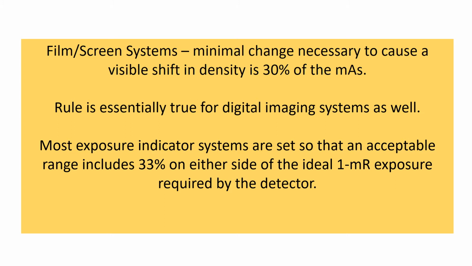But you have a mid-range. You have a number. Like in the Fuji system, for example, that number is called our S number. When you take an image, and you probably have seen the techs do this, they look at the number, and they want that number to be within a certain range. That range is going to be between that ideal 1 milliroentgen, whatever that number would be, 33% on each side.